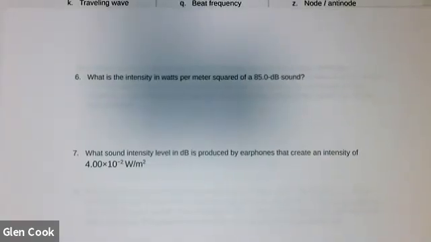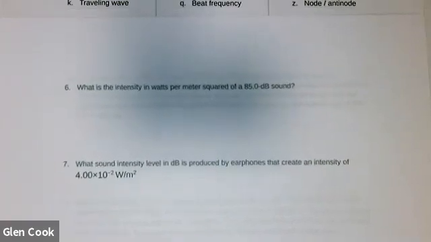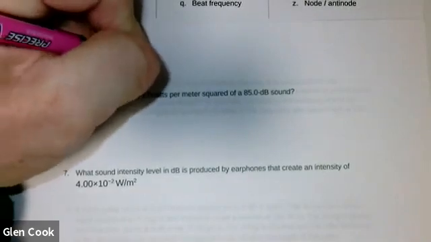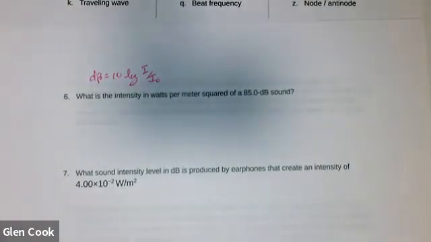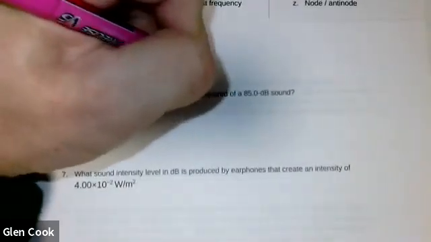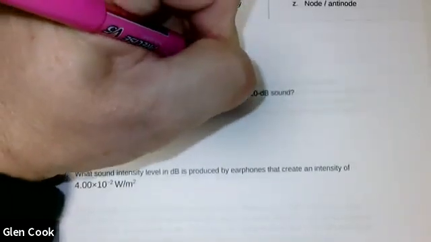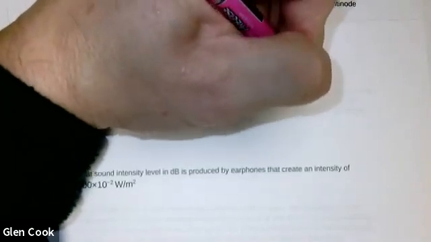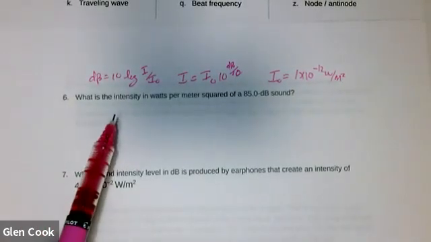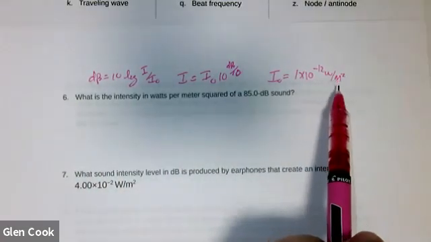Okay, so for the next set of problems we're going to do, we're going to use the decibel equation. So dB equals 10 logarithm of I over I0. And if I need to solve for I, I equals I0 times 10 to the dB over 10 power. And the number for I0 has a value equal to 1 times 10 to the negative 12 watts per square meter.